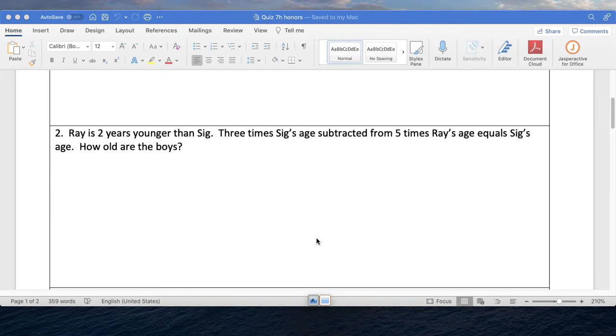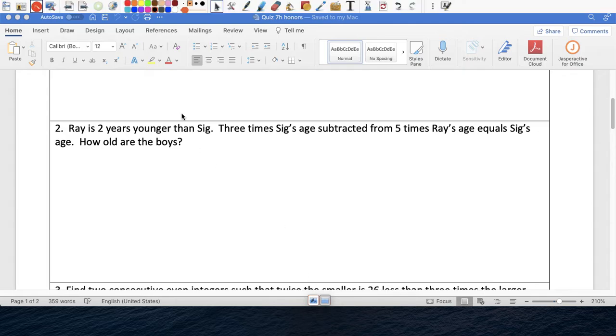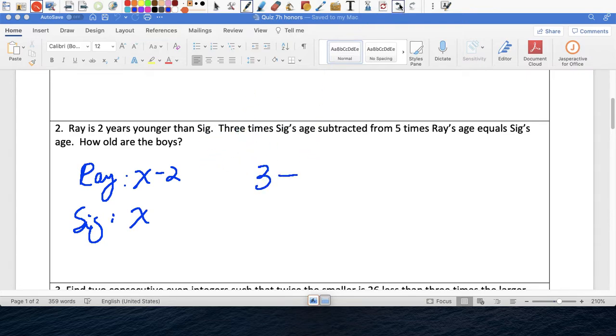Question 2, we have Ray and Sig. Ray is 2 years younger than Sig. So how old is Sig? Well, we don't know how old Sig is, so we'll call him x, and we call Ray x minus 2. Whatever Sig is, Ray is 2 years younger. So let's set up our equation. 3 times Sig's age, which is x, subtracted from 5 times Ray's age, which is x minus 2, in parentheses, equals Sig's age.